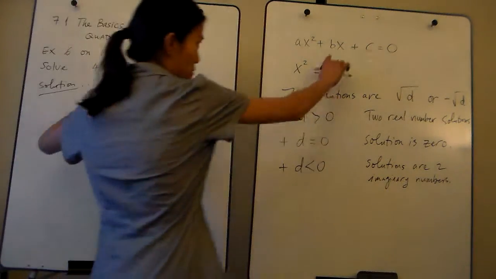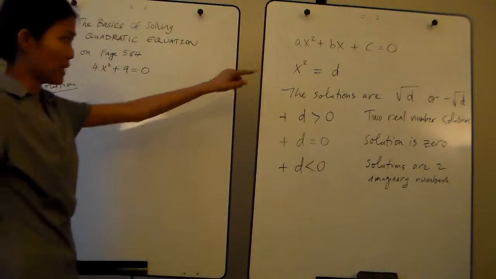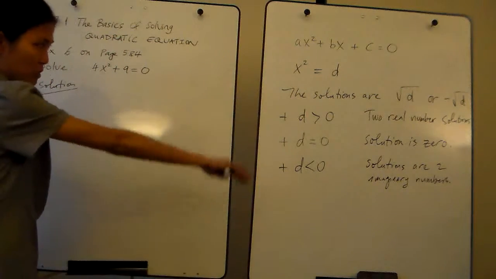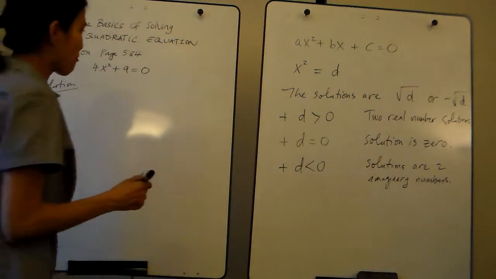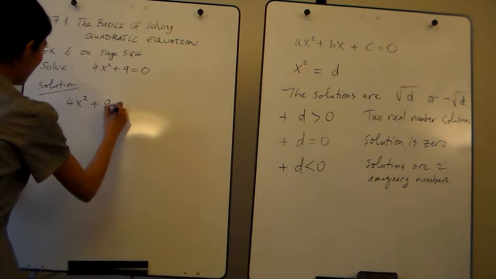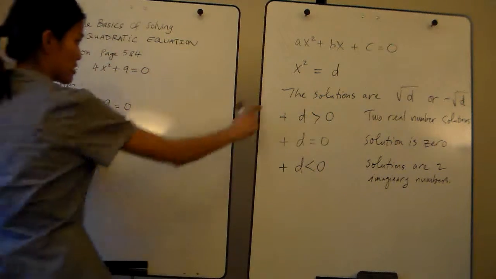So for this case, we have 4x squared plus 9 equals 0. When you don't see the middle term with the x, solve the equation to be in this form and use these conditions. Based on these conditions, define the solutions. So I have here 4x squared plus 9 equal to 0, and I'm going to convert this form to this form.